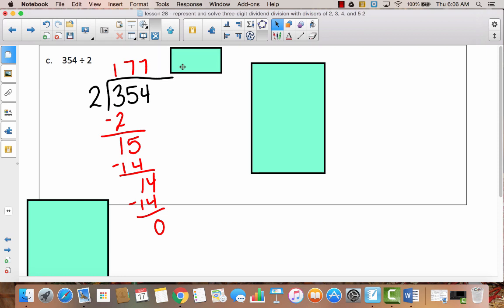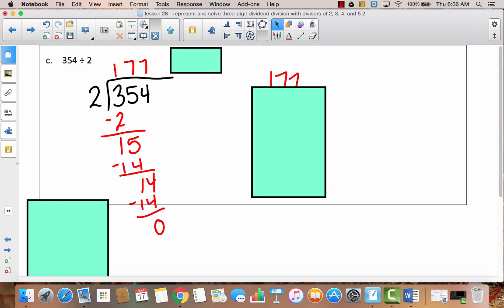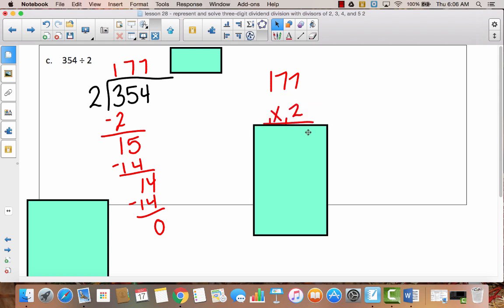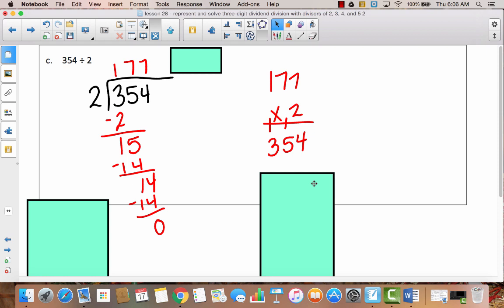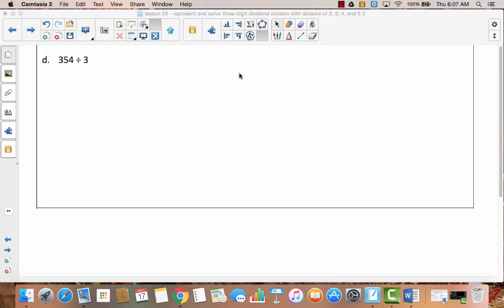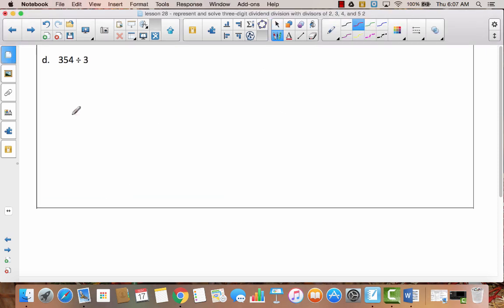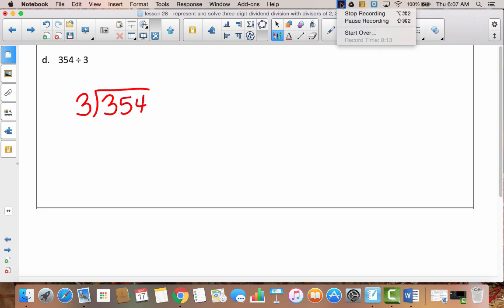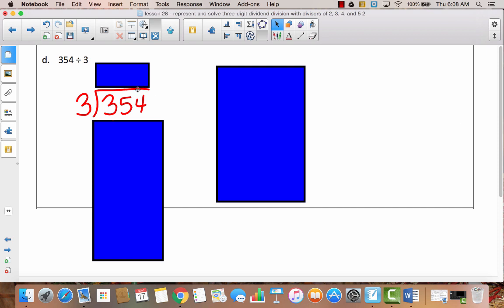So then it was time to check my work. So I took my quotient, which was 177. I was dividing by 2, so I multiplied by 2, and that gave me an answer of 354. Okay, let's try D. Again, I want you to do as much of this problem as you can by yourself. If you get stuck, you can always press play, but I want you to try to do as much as you can by yourself.